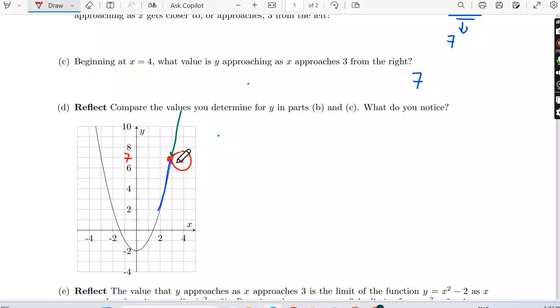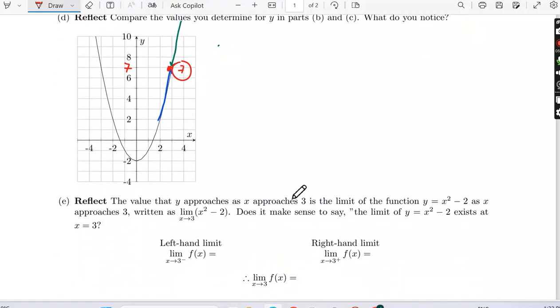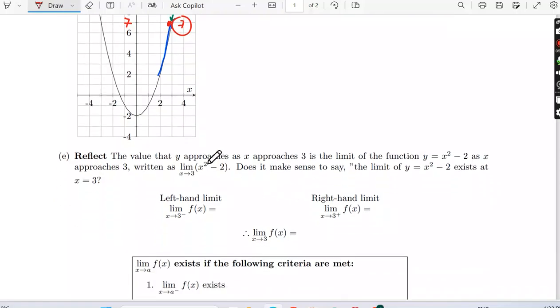Okay. Now, as the video has said, well, can't I just plug in 3 to get 7? You can, assuming the point exists. In this case, it's a parabola, it's a quadratic function, it does exist. However, that's not always going to be the case, which you will see later. Now, the value that y approaches as x approaches 3 is the limit of a function. In this case, our function is y equals 2x squared minus 2 as x approaches 3. How do we write that? Well, we write it as two limits. We write it as a left-hand limit.